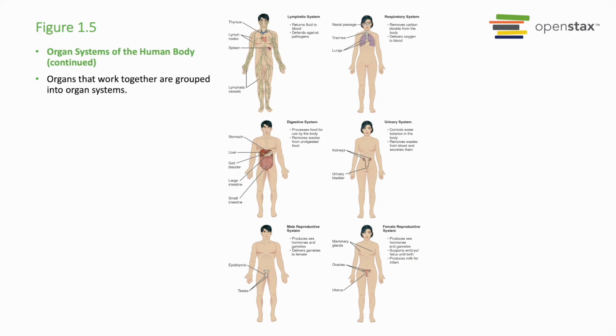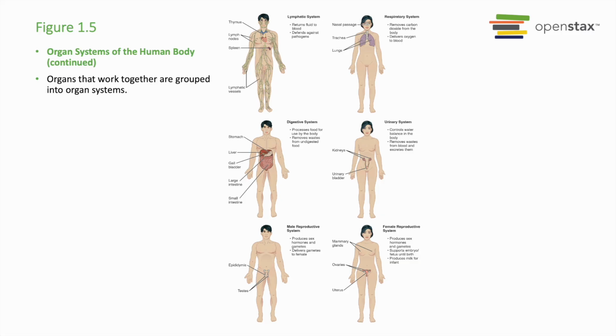The digestive system processes food for use by the body and removes wastes from undigested food. The digestive system includes the stomach, the liver, the gallbladder, connected to the liver, the large intestine, and the small intestine. The urinary system controls water balance in the body and removes and excretes waste from the blood. The urinary system includes the kidneys and the urinary bladder.